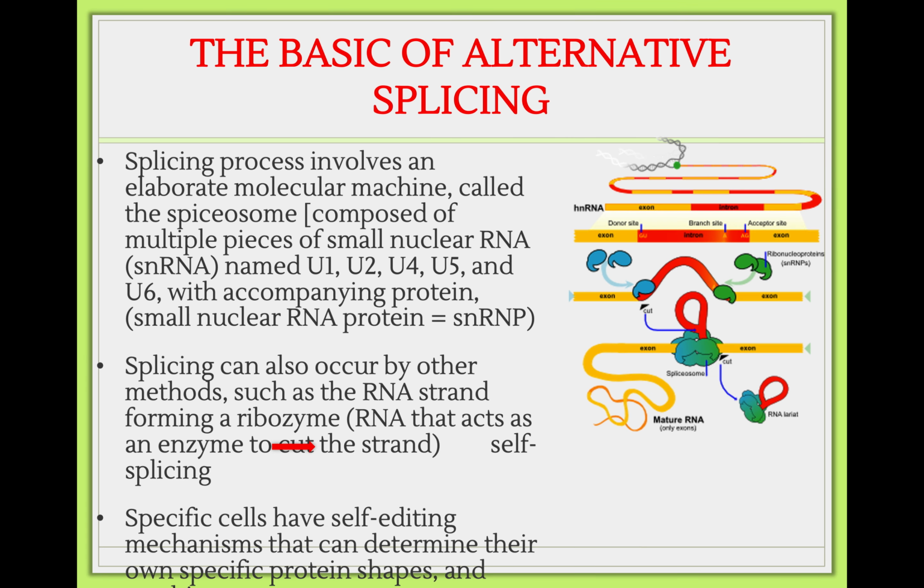So what are the basics? The basics, of course, start with the splicing process, and we know this is a splicing process, so I'm not going to repeat again. We have covered this in quite detail previously. Apart from that, we know that splicing can also occur by other methods such as RNA strand forming ribozyme, whereby the RNA actually acts as the enzyme to cut the strand. This is called self-splicing. Additionally, specific cells also have a self-editing mechanism, whereby they could determine their own specific protein shapes and how the protein isoforms could be, and this is mostly true in plants and fungi.